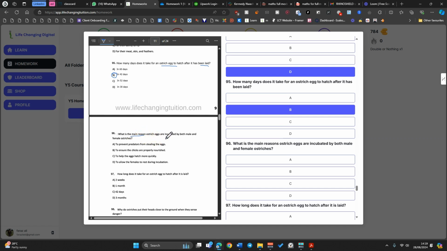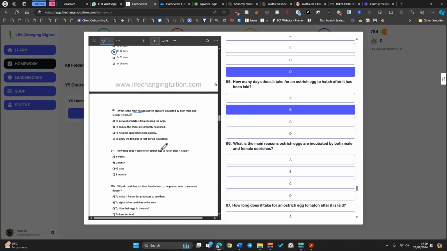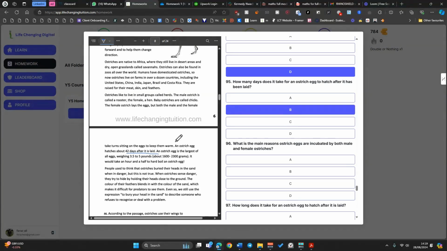So what's the main reason ostrich eggs are incubated by both male and female ostriches? To prevent predators, no. To ensure chicks are properly nourished, to help them, to allow females to rest during incubation. Okay, let's have a look. I remember it saying that both of them are. So a male ostrich is a rooster, a female one is a hen. Both male and female take turns to keep the egg warm. An ostrich egg hatches about 42 days after it's laid. The ostrich egg is the largest of all eggs. So it's obviously a very big egg. It takes a very long time to hatch.